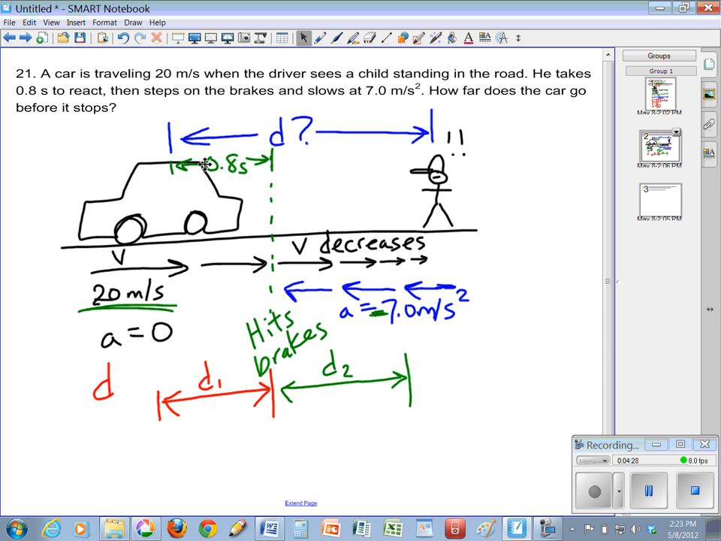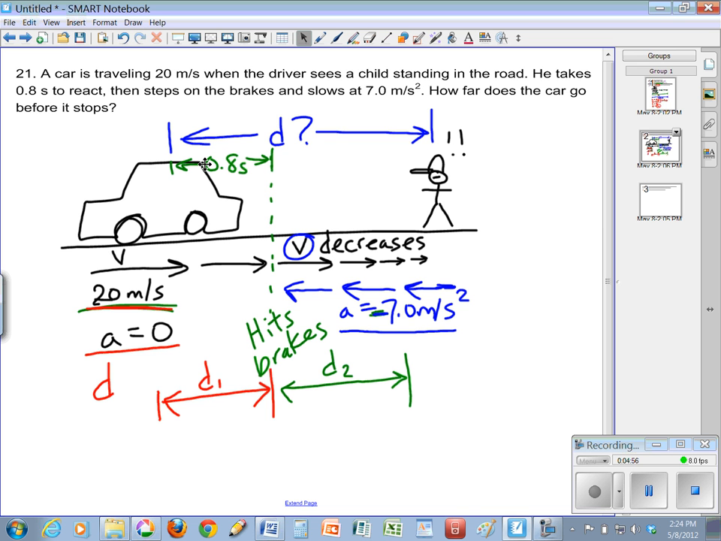One when the car is traveling 20 meters per second with an acceleration that is not changing, and the other when we don't know what's happening. We know the velocity is decreasing. We know that the acceleration is constant in the opposite direction. These are the clues that we are given.